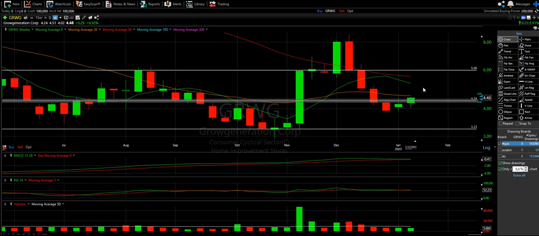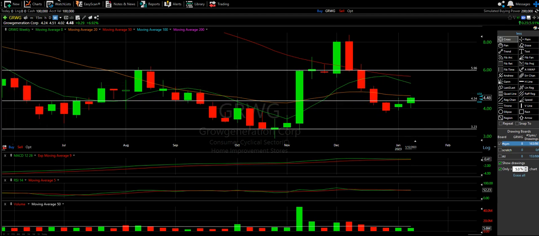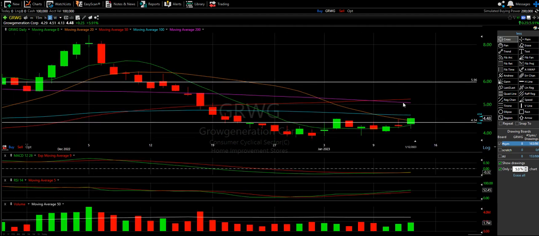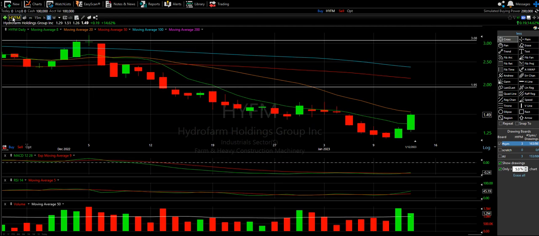Again, same backwards J thing, right? It's kind of a little more L than the curve up. But if we can break the 20, there's good reason to believe we'll come up here. And that kind of looks like that same range that we had here. And then last but not least, HYFM, Hydro Farm.